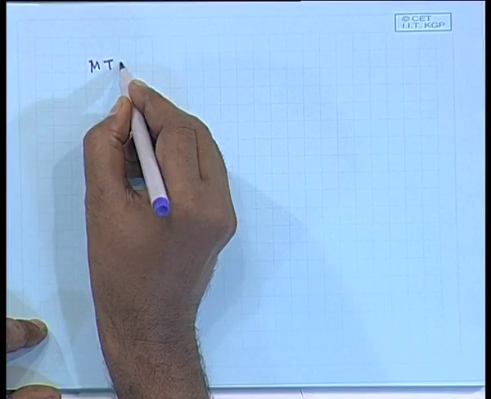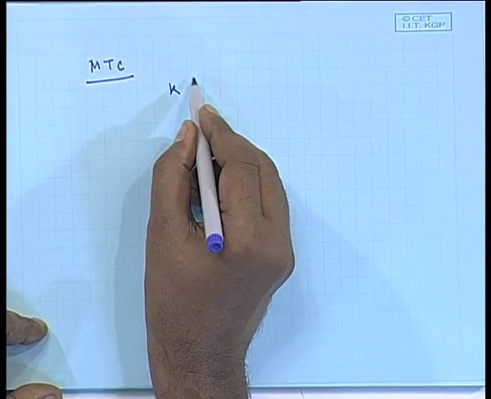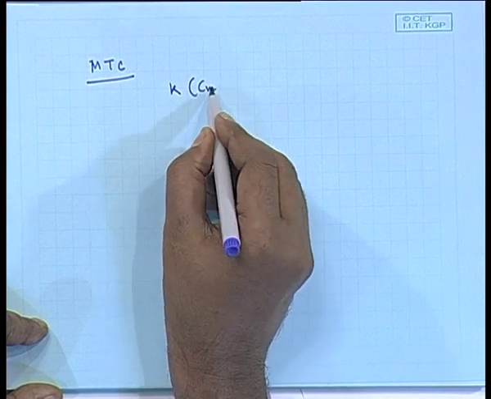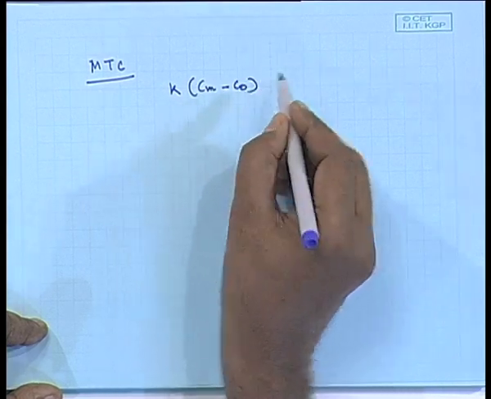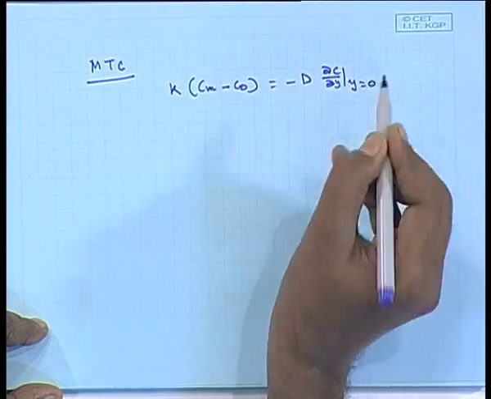In the last class, using similarity solution, we obtained the concentration profile within the concentration boundary layer. So, in this class we will wind up that problem, how to calculate the mass transfer coefficient using that concentration profile. Okay. So, you write down the definition of mass transfer coefficient. The definition is simply K times (Cm minus C naught) is equal to minus D del C del y evaluated at y equal to 0.